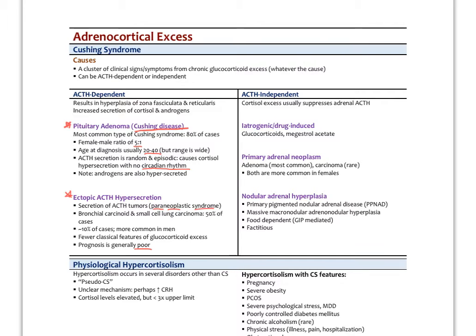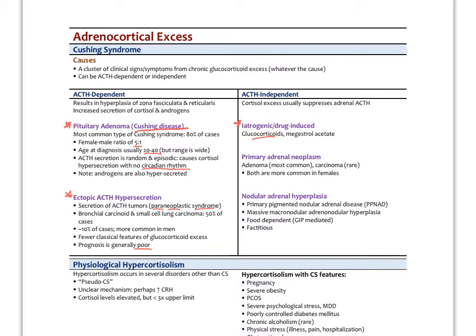ACTH independent would be cortisol excess that usually suppresses the ACTH. So here we're going to have low ACTH, and we're going to have an exogenous source or a tumor hypersecreting cortisol itself. The most common cause overall would be drug-induced. That would be taking glucocorticoids of any sort, prednisone, dexamethasone, etc., and that would suppress ACTH but raise cortisol effects. All of these semi-synthetic glucocorticoids act at the glucocorticoid receptor in the same way, so they mimic the effects of cortisol.